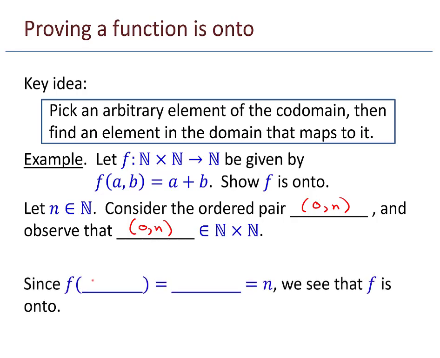Well, since f of (0, n) equals 0 plus n equals n, we see that f is onto. So it took a little bit of creativity, it took a little insight to figure out this element in my domain to choose. And that's one of the features of proving a function is onto. Sometimes it takes a little creativity to figure out the correct element in your domain to use.